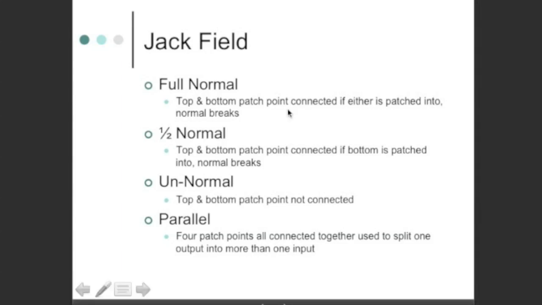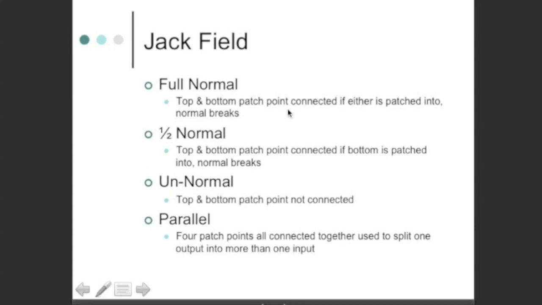what they're hearing. The full normal connects the top and the bottom, and if a patch cable is placed into either patch point on the top row or the bottom row, because these rows go in pairs, you end up breaking the normal, meaning that no signal will flow either direction.